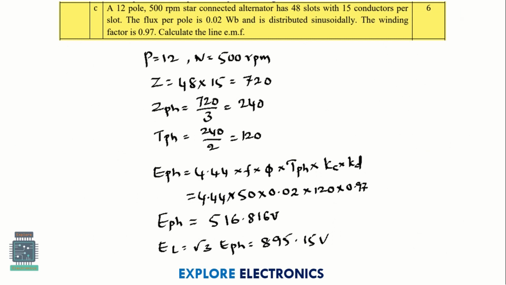Again there is a problem here to calculate the line EMF. So 12 pole 500 rpm star connected alternator, they have given these values, and we need to calculate the line EMF. This is the problem which I have solved.